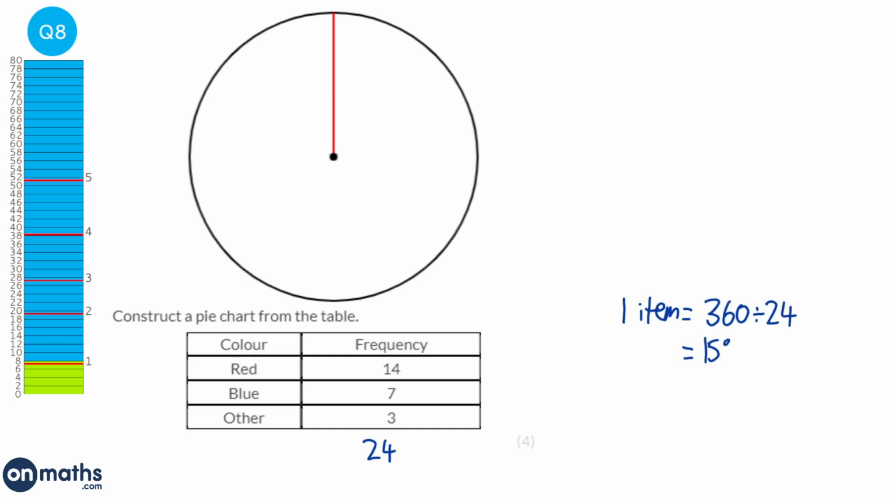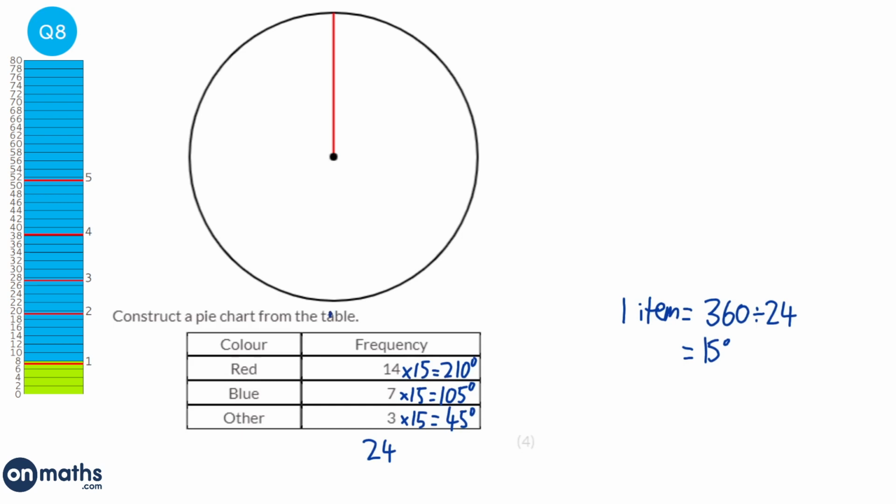So to find out the angle for red, well, we've got 14 items, times it by 15, and that will give us 210 degrees. And we're just going to times each of these by 15, which will be 105, and the final one times 15 is 45 degrees. Add them up and they add up to 360, which is good. They need to add up to 360. So we got our protractor, rest it on the pie chart.